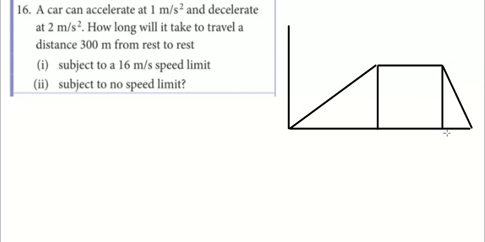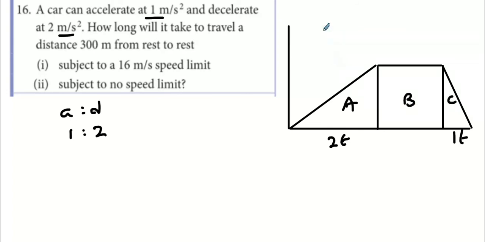So now, this will be 2t, and this is 1t, on the basis of the ratio of the acceleration to deceleration. Okay, next thing, we know that A plus B plus C is 300. We know the V value is, we don't know the V value yet. Oh, we do, it's 16.